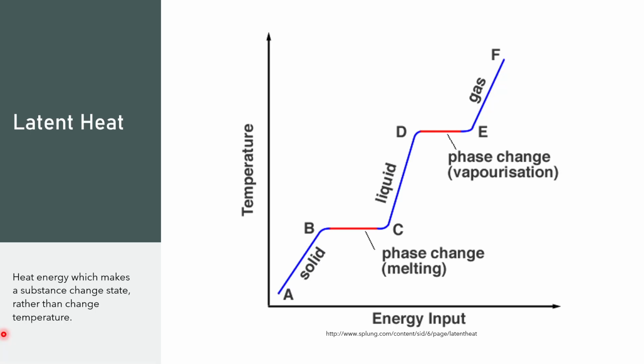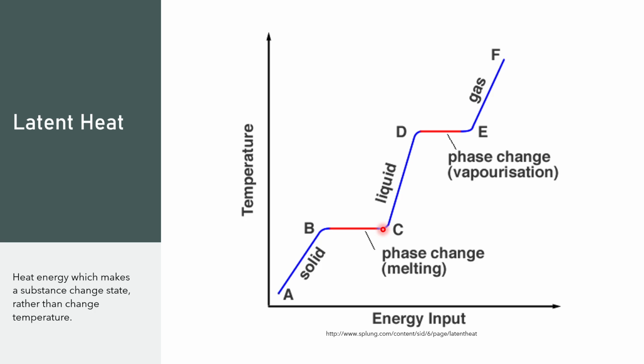So usually when we talk about latent heat, we're talking about heat energy which makes a substance change state rather than change temperature. Generally speaking, when we put energy into a substance, it's going to cause an increase in temperature. However, once we get to a particular point, the energy that's being input will no longer increase temperature, but rather lead to a phase change. So at this point, temperature will even out, but the object will go from solid to liquid.